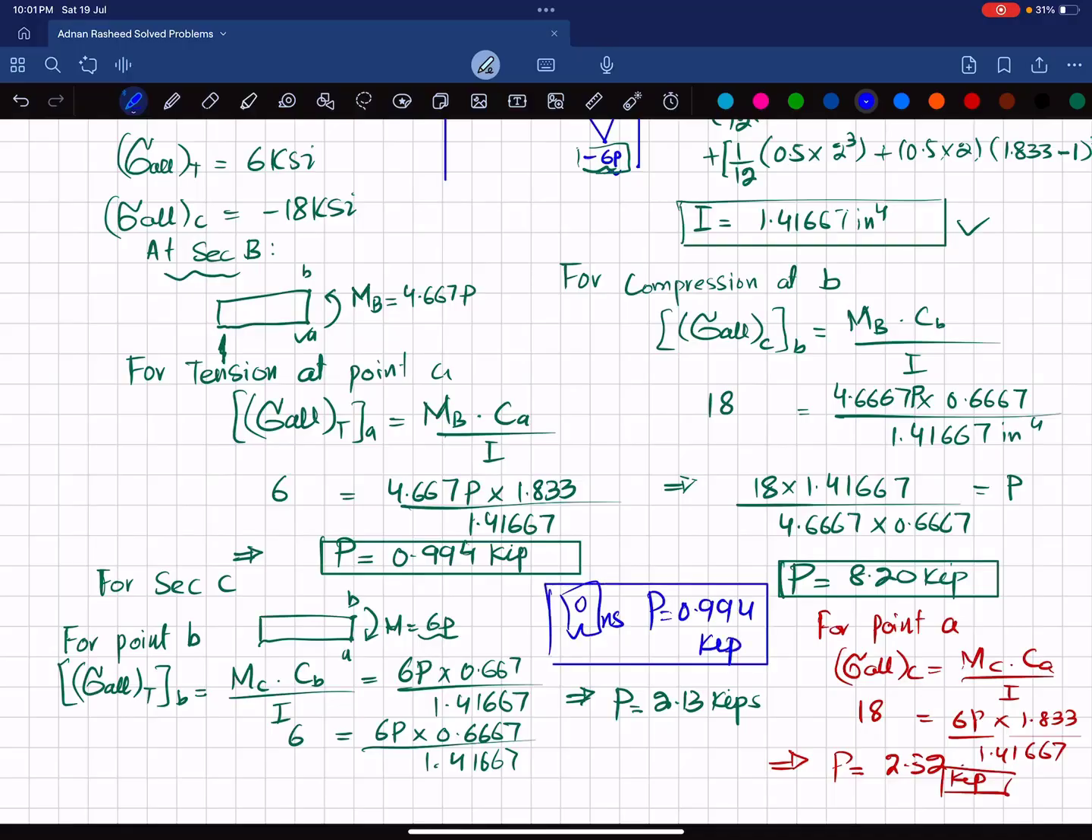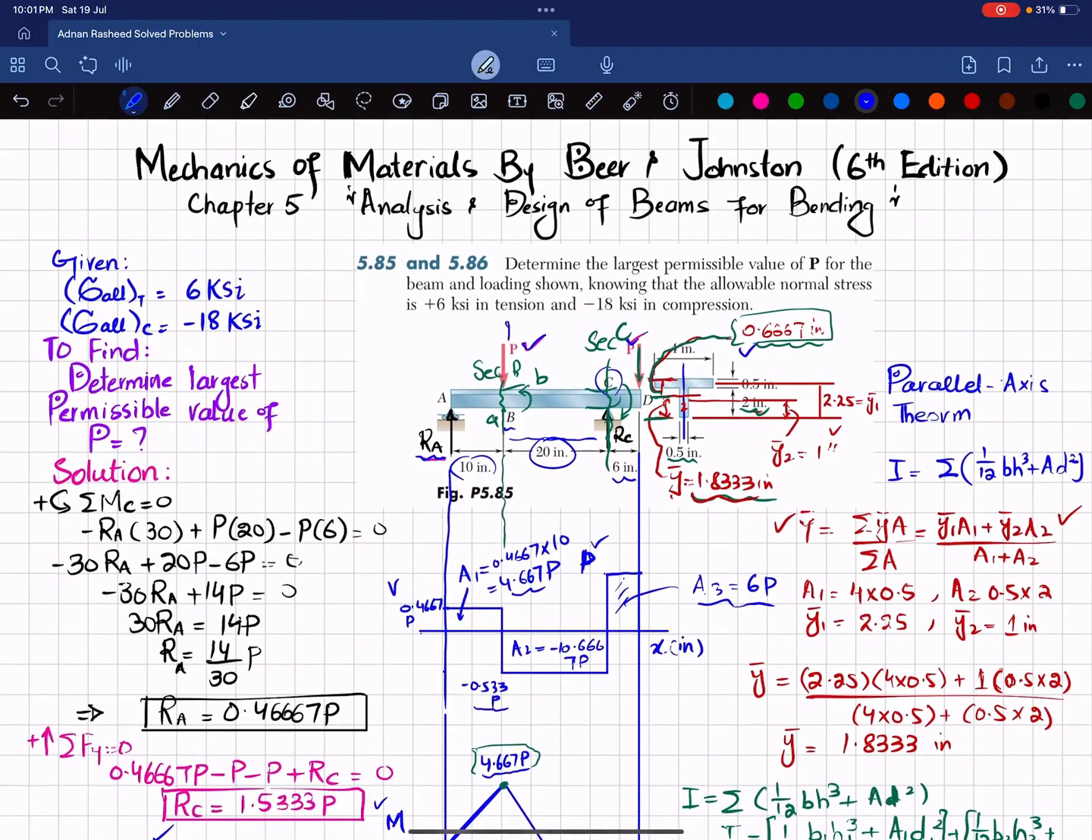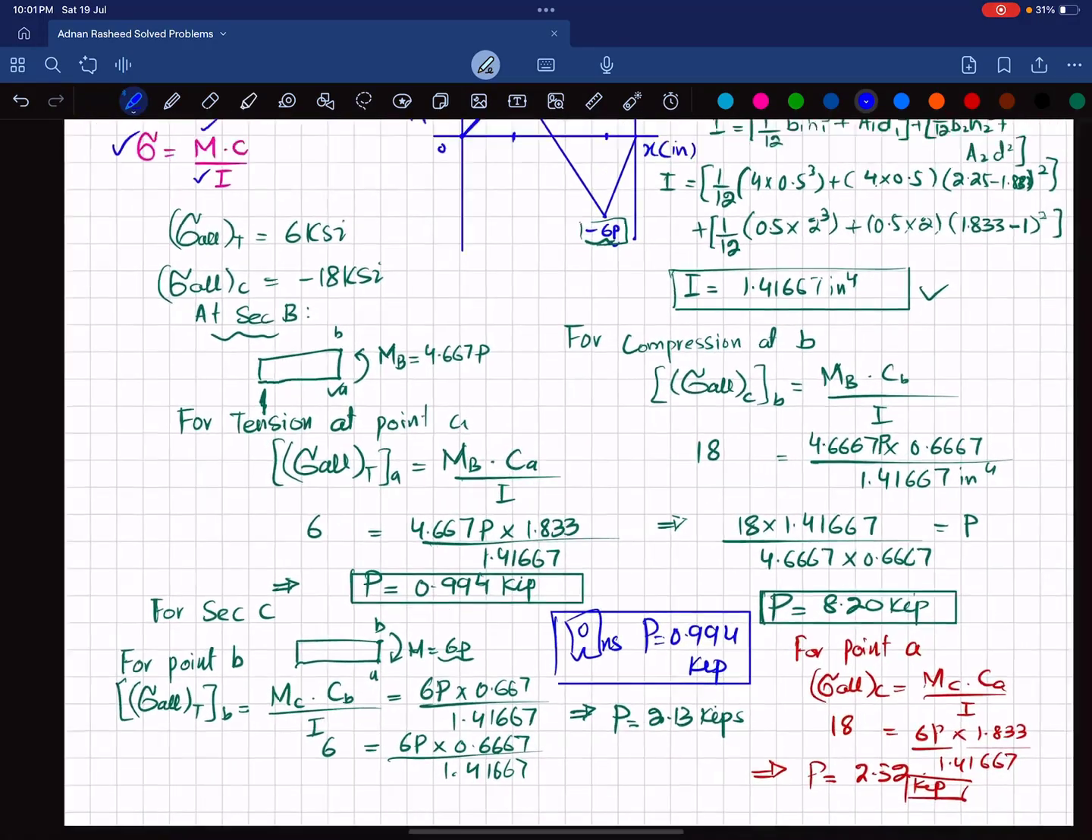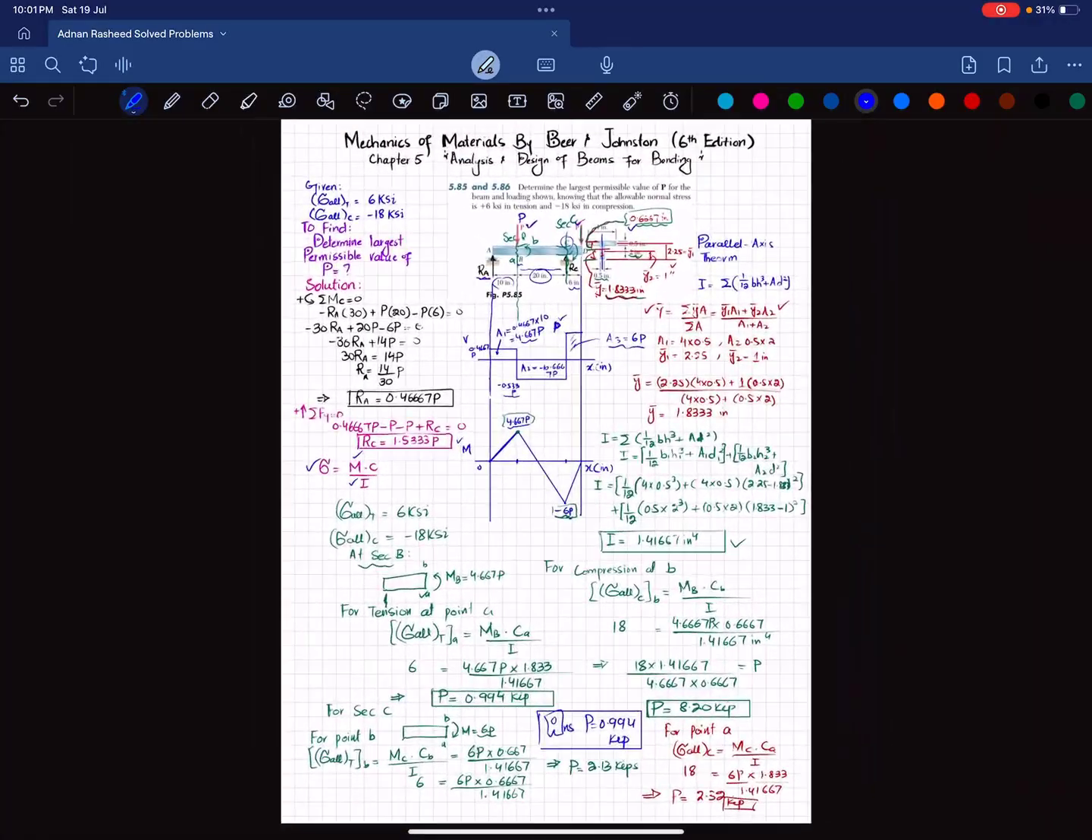What is the reason? Because we have to choose the smallest, because if you choose this P over here, clear, so it will be safe for all the sections, or for all the sections the tension and compression will be less than the allowable. If you choose the largest one, so definitely this beam will fail for the allowable tension and compression stresses. And that was all about this problem 5.85.